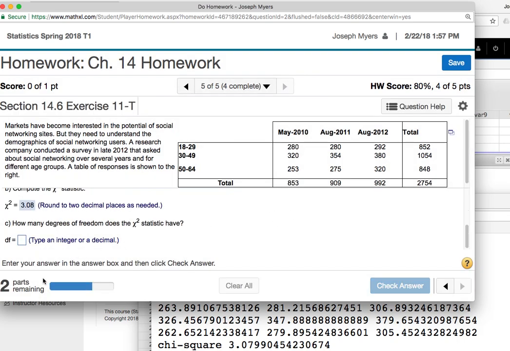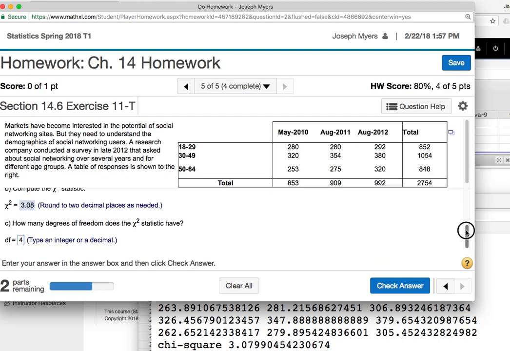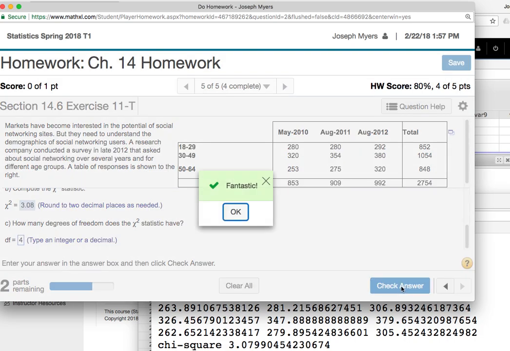Now, degrees of freedom. So remember, we take the vertical number of rows minus 1. That's the vertical degrees of freedom times the horizontal degrees of freedom, the number of columns, minus 1. And we get, well, there's 3 rows, so 3 minus 1 is 2. And there are also 3 columns. So 3 minus 1 is 2 again. 2 times 2 equals 4. So, as always, the most important problem in math, 2 times 2 equals 4, happens when you least expect it.